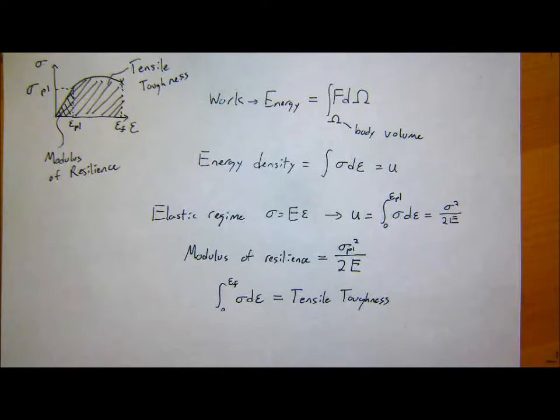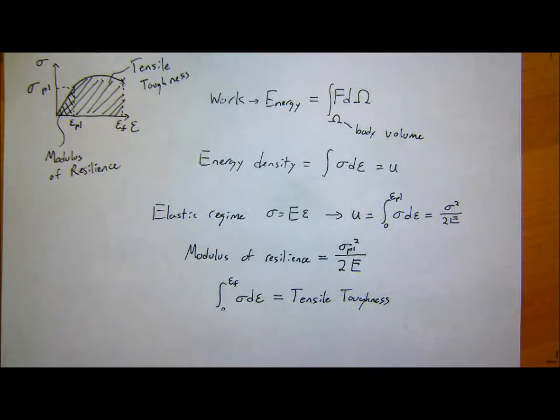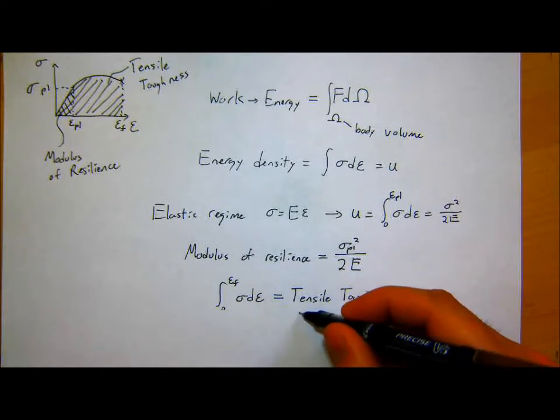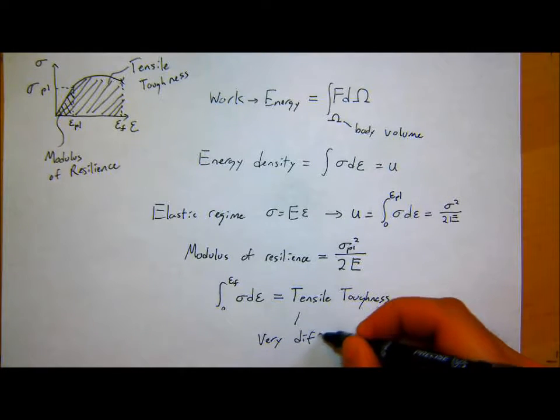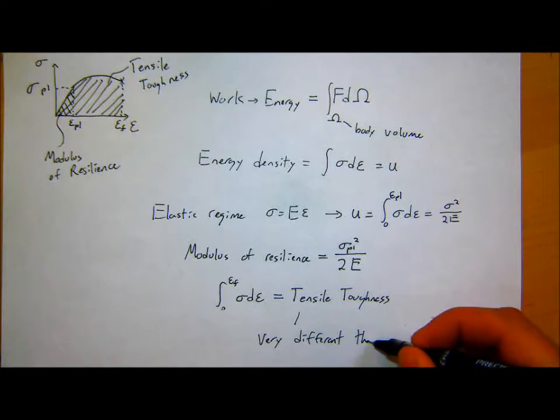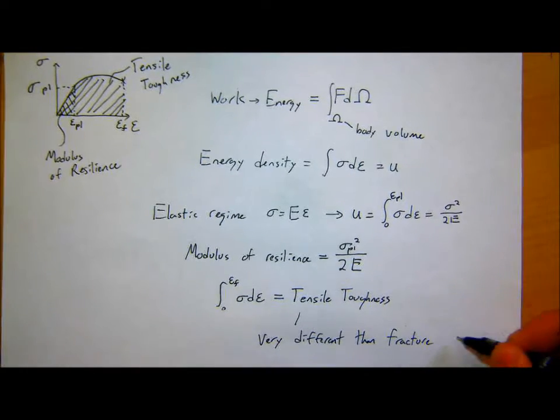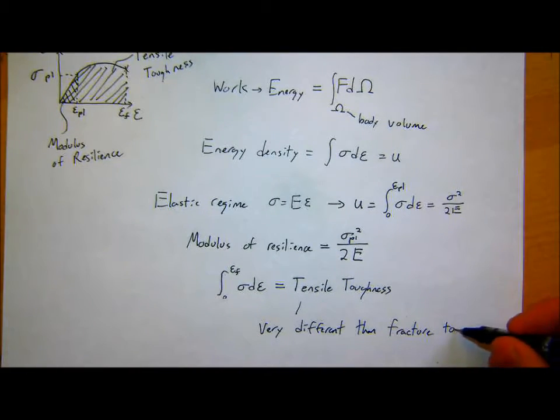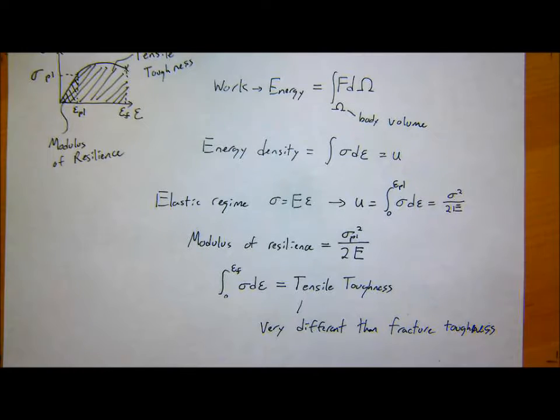But, so all of these, side point. This is tensile toughness, very different than fracture toughness. So when people report toughness, generally they're talking about fracture toughness, which is the resistance of a material to crack propagation. So if I were to put a crack in a piece of paper and tear it, how resistant is it to that crack moving? That's the fracture toughness.